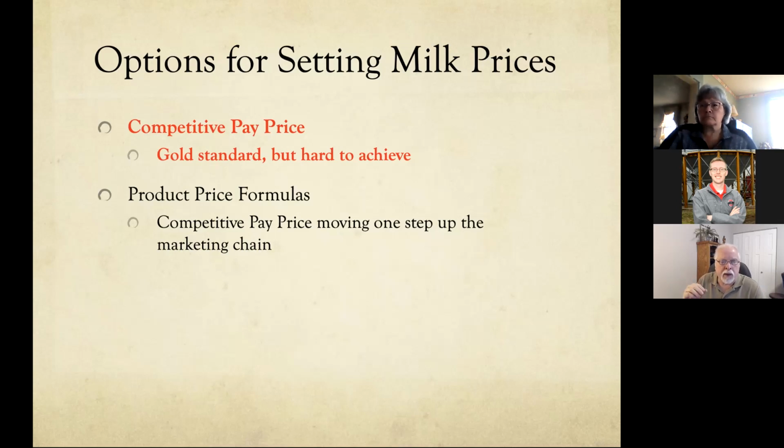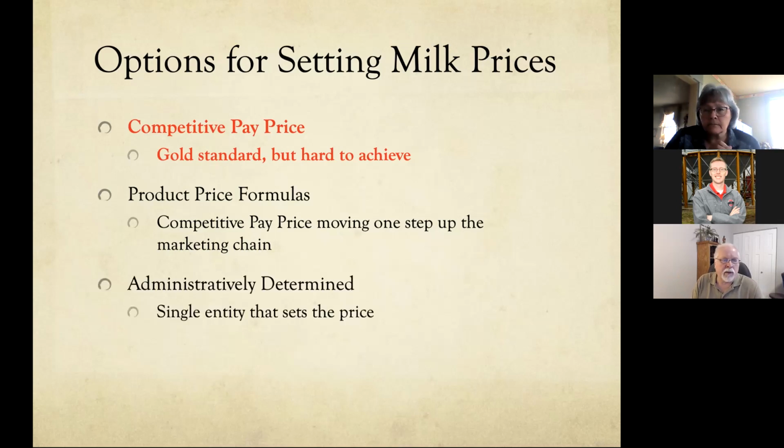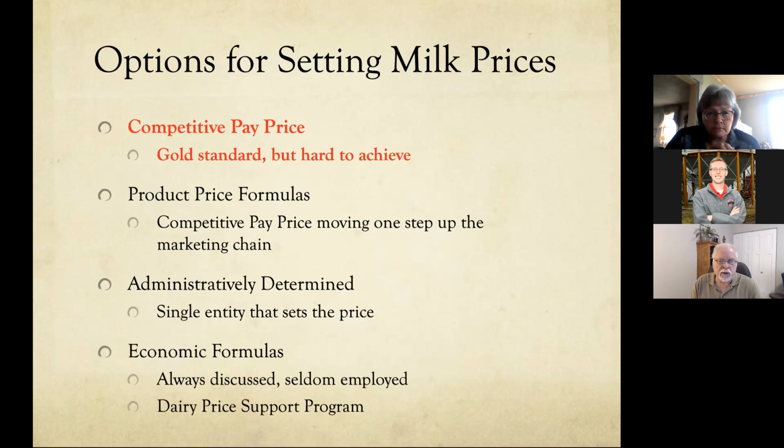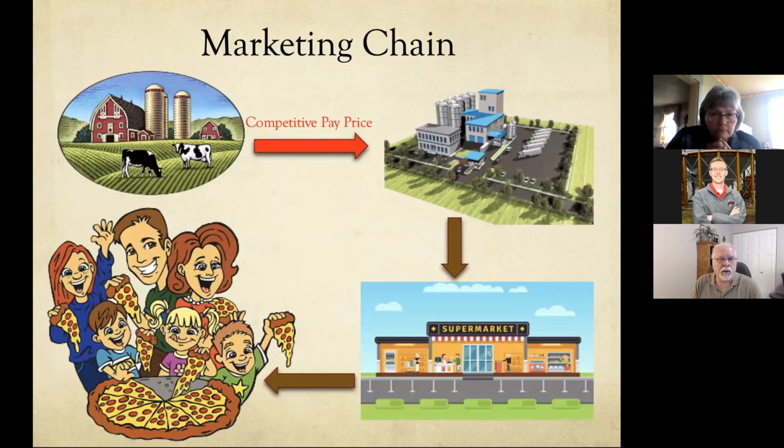It doesn't work. But we can go in and consider the market prices for dairy products, not the milk price, and then see if we can back into a milk price from it. That's what we do. There are other things. Other countries have administratively determined prices. That's kind of what we have in Canada. We can also use economic formulas, but we have very few of those around the world that are using an economic formula. So this is what we do.